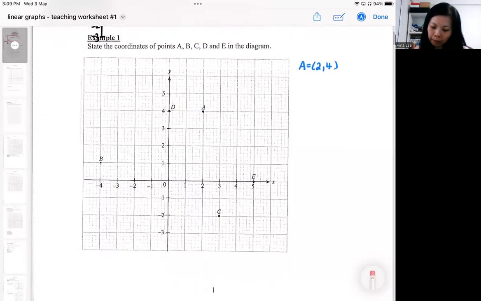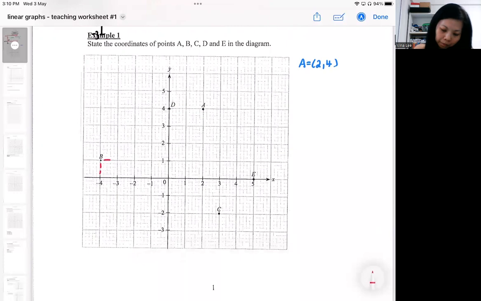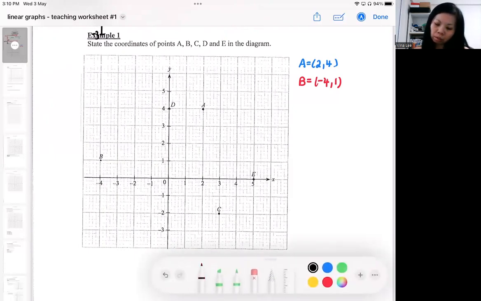Then what about B? Let's try B. Locate the x first, which is -4. Then you locate the y. If you do that, you will get -4 first, then 1. It's always the horizontal first, then the vertical. Is it a must to write the dotted line? No, you can just read off. The reason I'm showing you is because it's brand new to you, so you may not know how to see. I'm using the dotted line to illustrate.